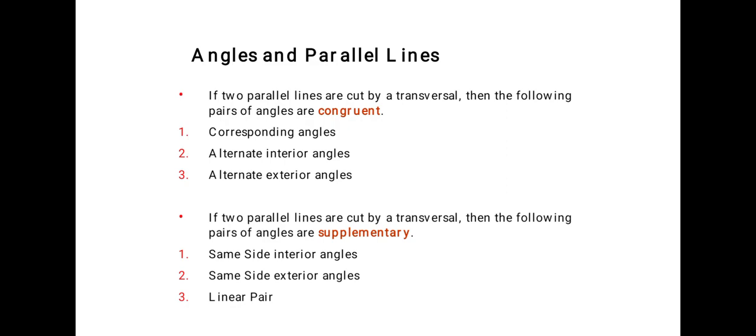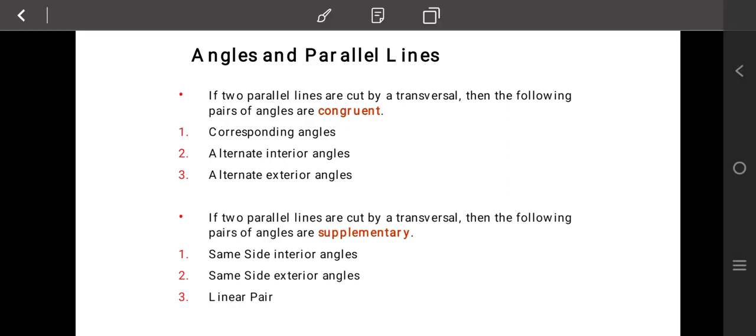If two parallel lines are cut by a transversal, then the following pairs of angles are congruent. Okay, meaning they have the same measurement. Number one, corresponding angles. Number two, alternate interior angles. Number three, alternate exterior angles. So when you see the word alternate, it means that they are congruent. And so with corresponding angles.